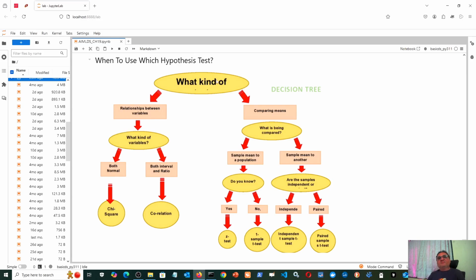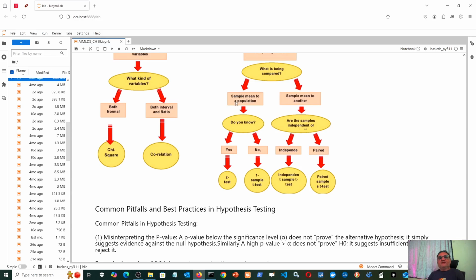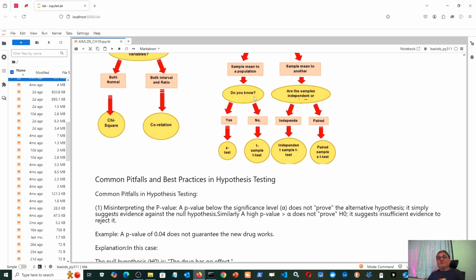Now, this was the path you will take if you are asked to find the relationship between two variables. But suppose you are asked to compare the means. Then what are you comparing? Are you comparing a sample mean to the population mean, or one sample mean to another sample mean? If you are comparing a sample mean to the population mean, then do you know the population standard deviation? If yes, then you can use the Z test. But if no, then you can use the one sample t test.